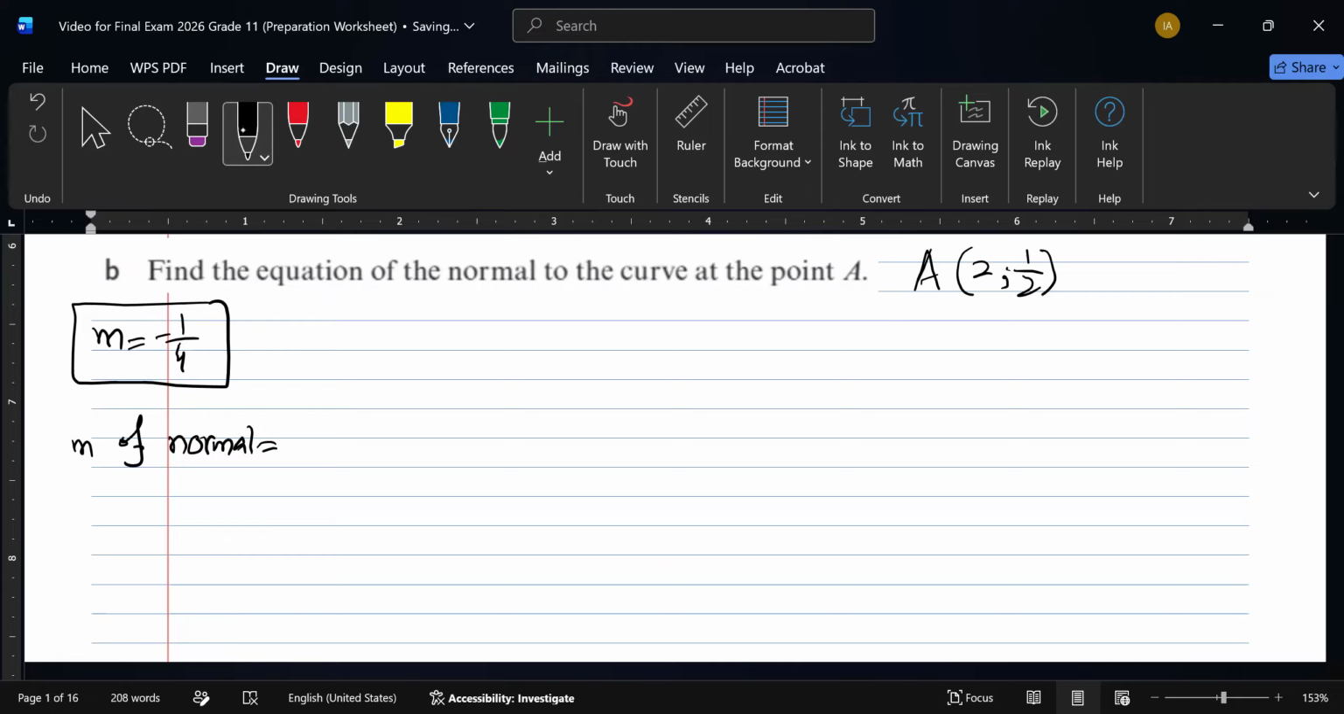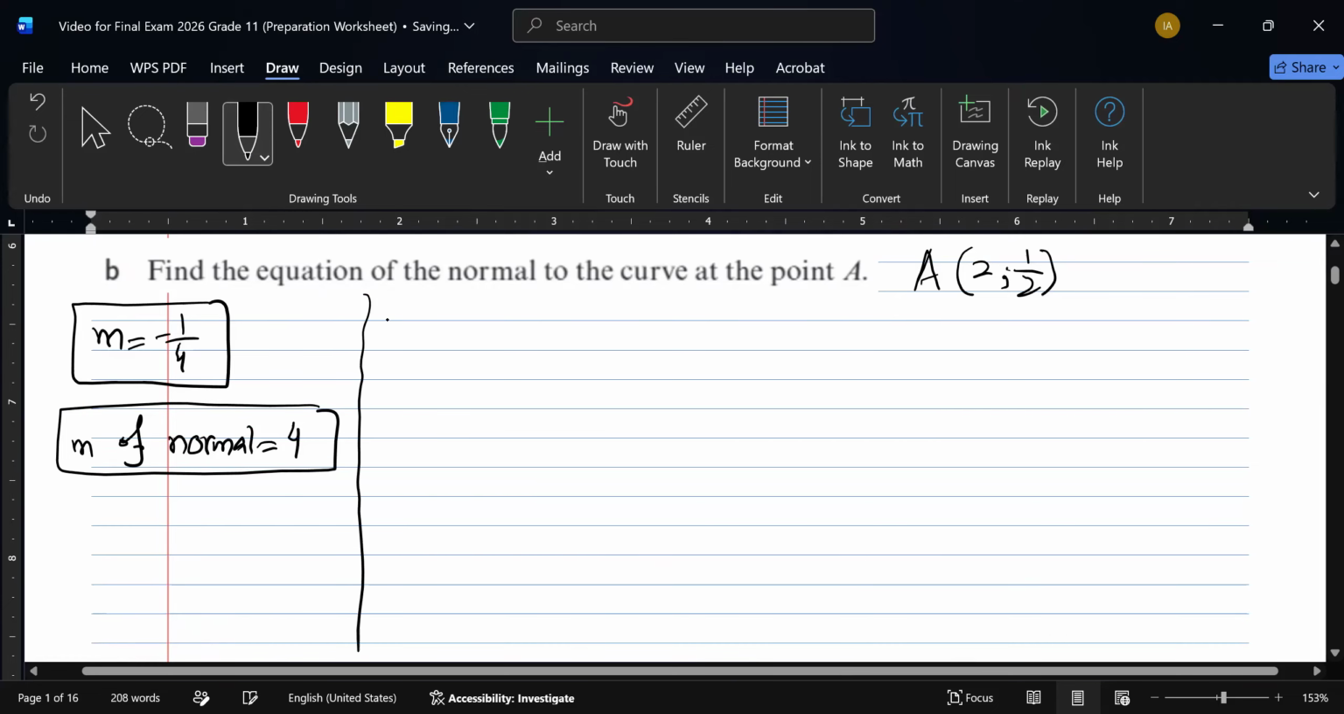Means you take the reciprocal of the gradient, the reciprocal of the number, which is 1 upon 4, and change the sign as well. Therefore, the gradient of the normal will be 4. Now, the formula is the same: y is equal to mx plus c. So substitute the values. The y is 1 over 2, the m is 4, the x is 2.